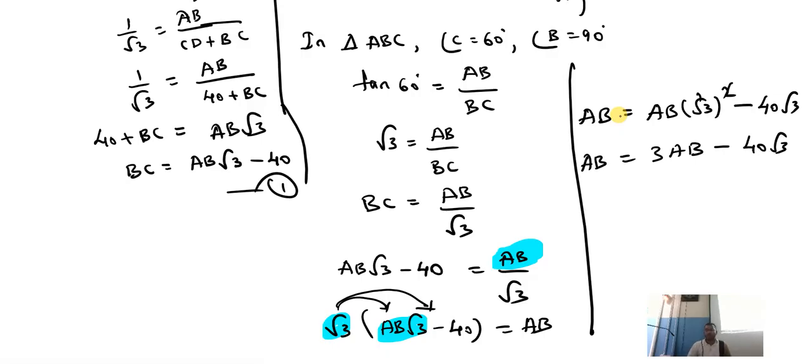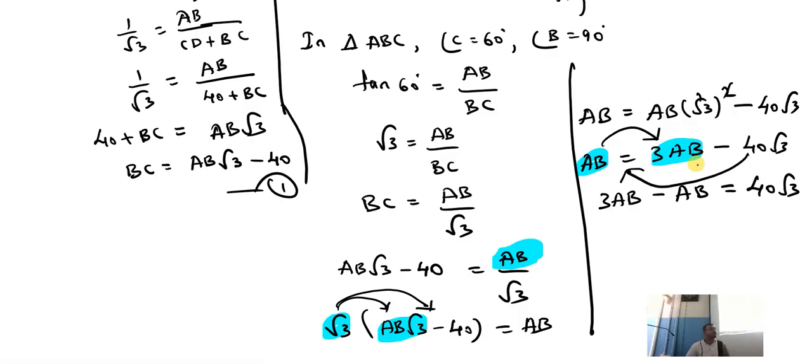That is equal to AB. Now we want AB, so I'll simplify with AB terms on one side. 3AB I will keep as it is. Plus 1AB comes this side, minus AB. Minus 40 root 3 goes to that side, becoming plus 40 root 3. You understood? 3AB as it is, plus 1AB comes this side as minus 1AB, and minus 40 root 3 goes that side as plus 40 root 3.